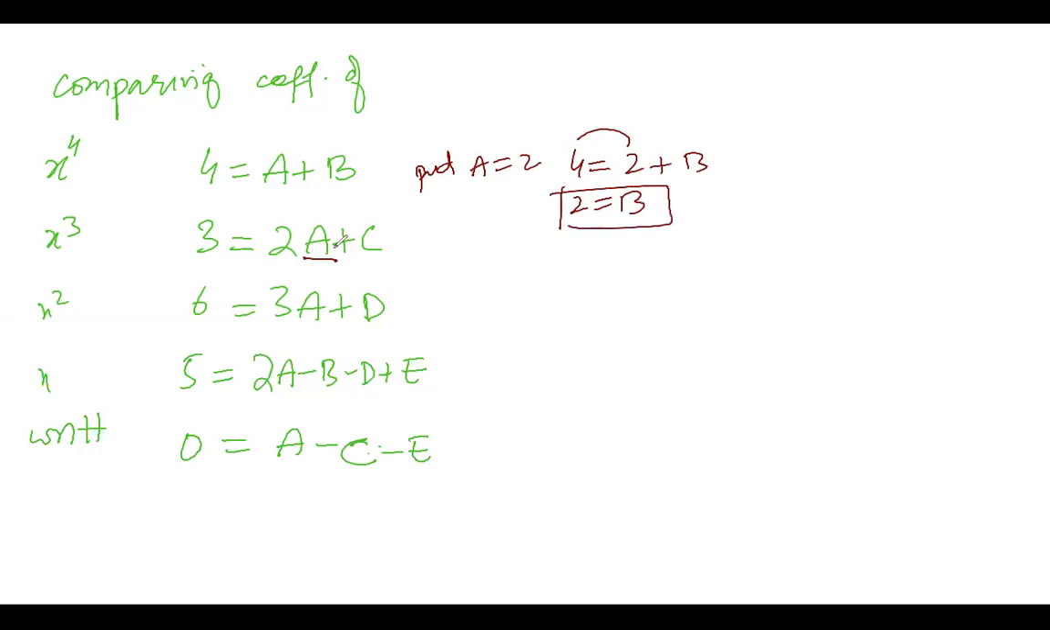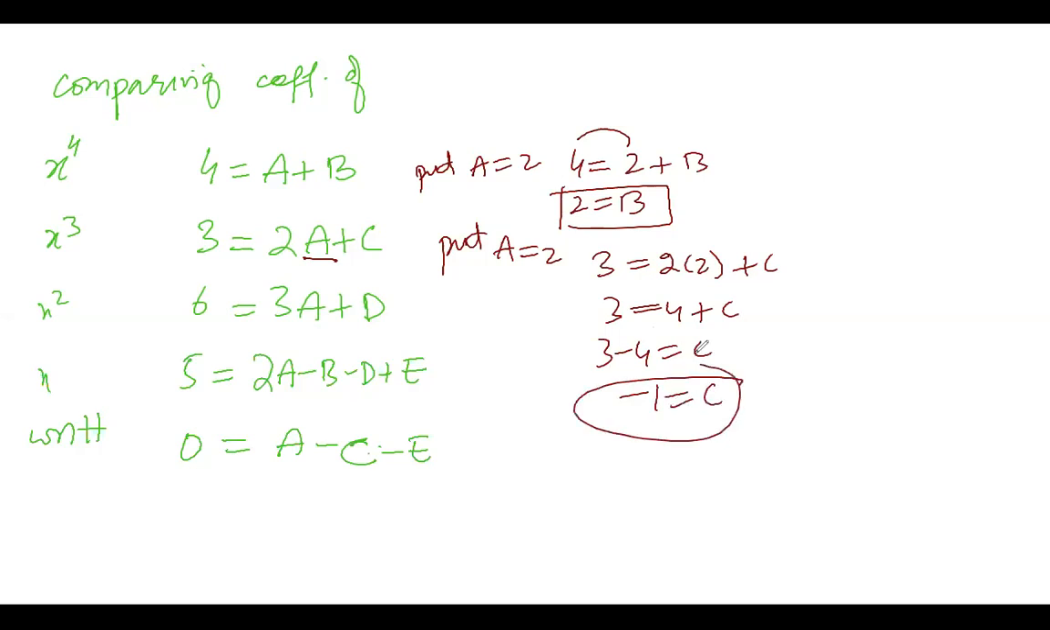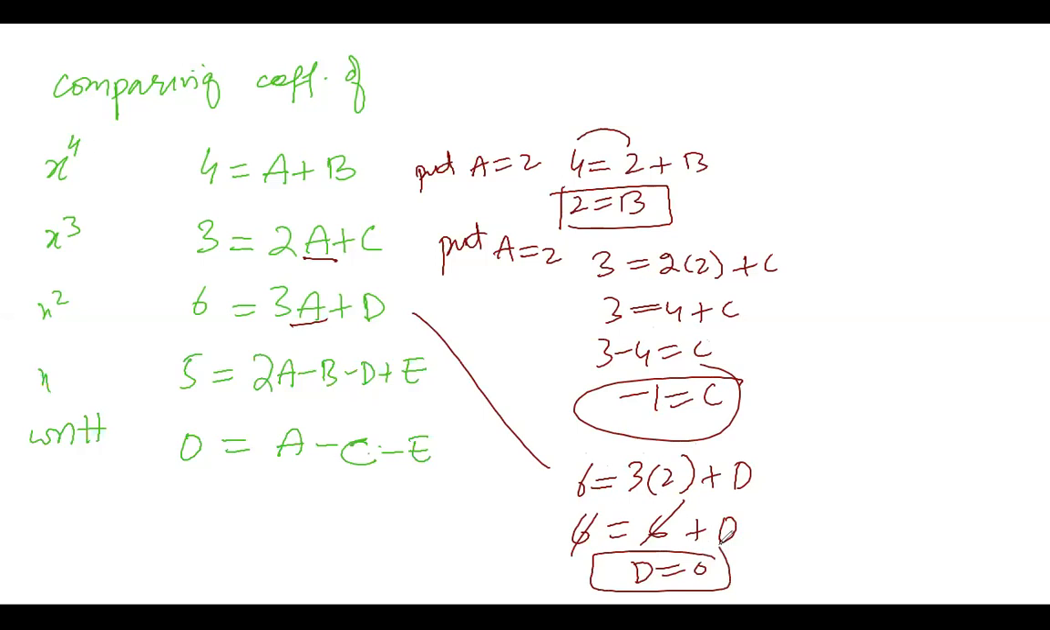Here put a is equal to 2: 3 is equal to 2 into 2 plus c, 3 is equal to 4 plus c, 3 minus 4 is equal to c, minus 1 is equal to c. Now we have the values of b and c. Here also put the value of a: 6 is equal to 3 into 2 plus d. 6 is equal to 6, cancelled, plus d, and d is equal to 0. Here the value of d we have obtained.